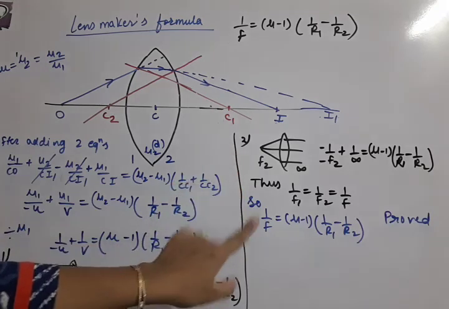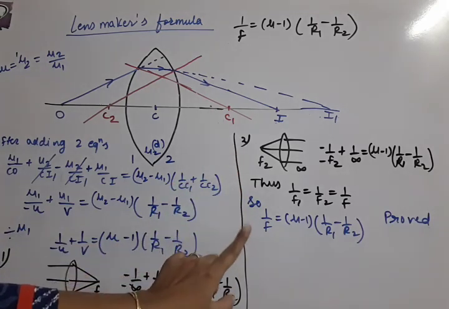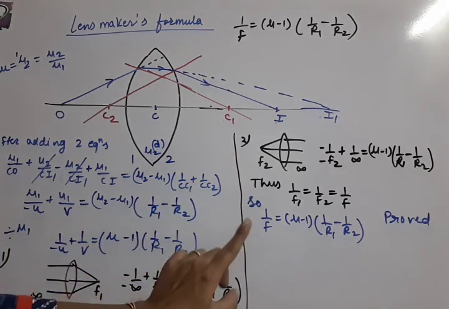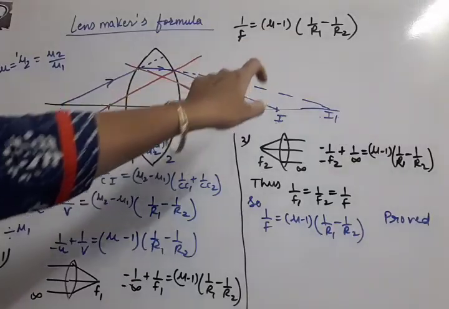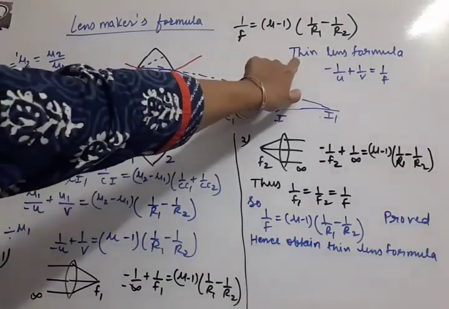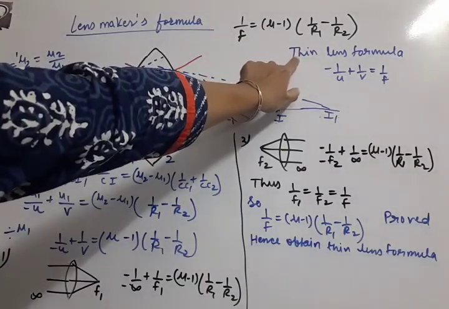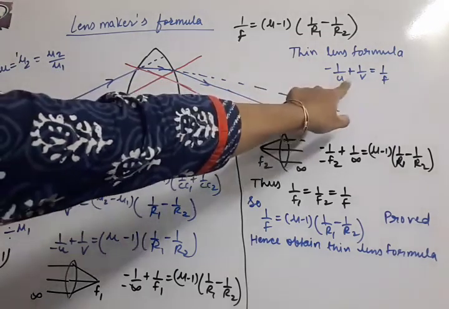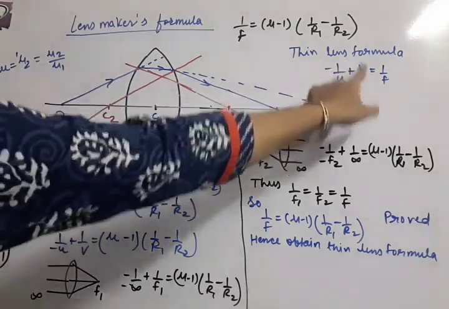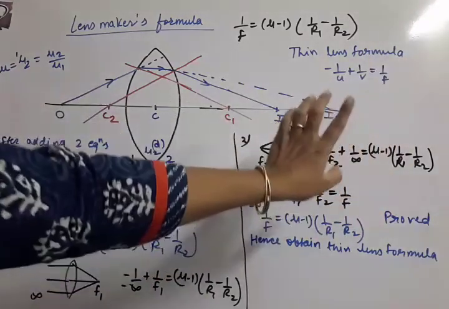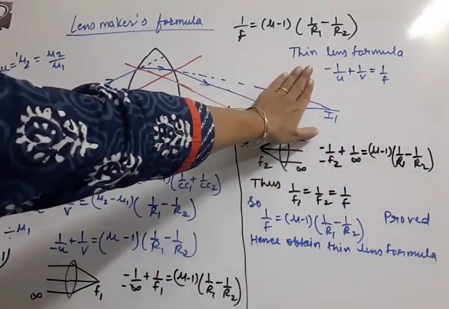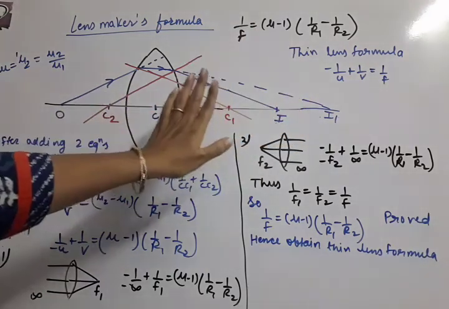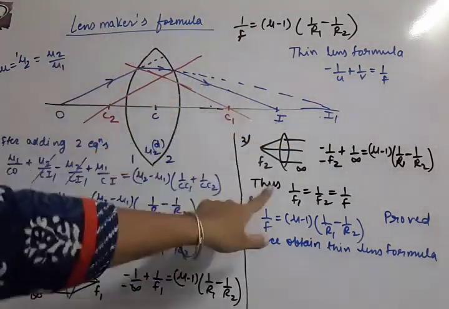Now using the Lensmaker's formula, if it is asked to derive the thin lens formula also, what is the thin lens formula, I will tell you. Here on the top you see, thin lens formula is that usual formula which we apply for the u v f relation. So minus 1 by u plus 1 by v equal to 1 by f. This is called our thin lens formula. Okay, remember this formula.